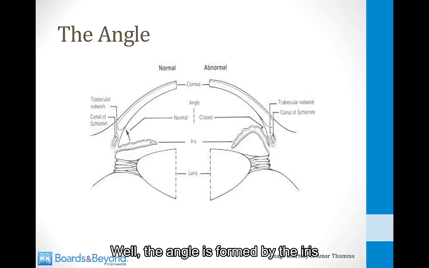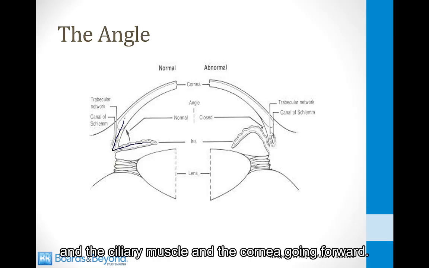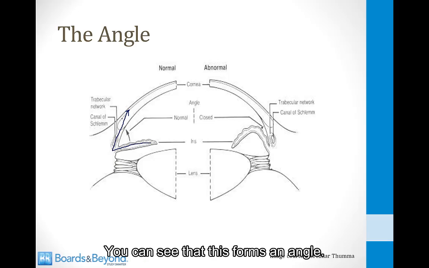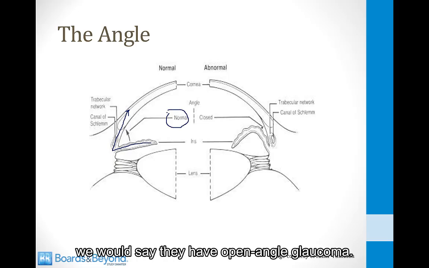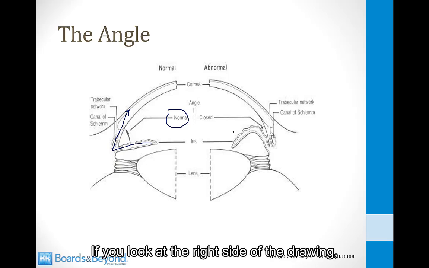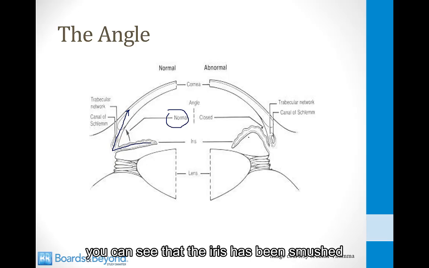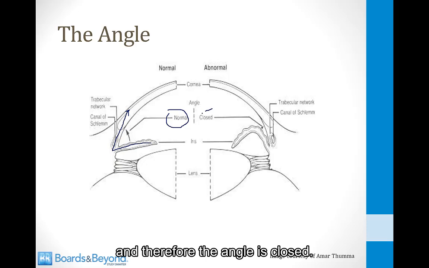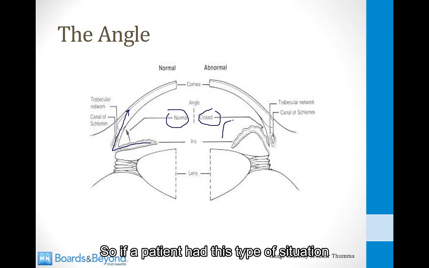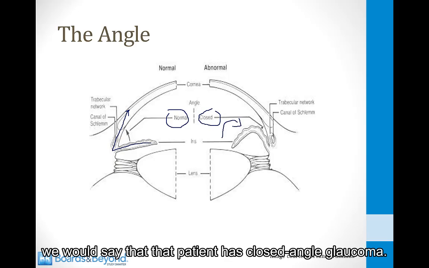So let's talk about what we mean when we refer to the angle of the anterior chamber. Well, the angle is formed by the iris and the ciliary muscle and the cornea going forward. You can see that this forms an angle. And in this example on the left side of the screen, the angle is open or normal. So if a patient had this type of angle and the patient had glaucoma, we would say they have open angle glaucoma. If you look at the right side of the drawing, you can see that the iris has been smushed against the ciliary muscle and the cornea, and therefore the angle is closed. So if a patient had this type of situation and developed glaucoma, we would say that that patient has closed angle glaucoma.